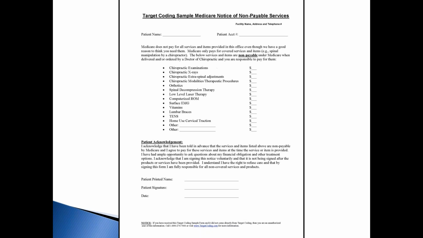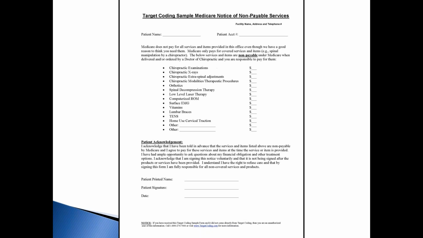This is a form that says Medicare doesn't pay for all the services provided in this office. Medicare only covers spinal manipulation by a chiropractor. The below services are not payable under Medicare when performed by a chiropractor: exams, x-rays, laser, orthotics, surface EMG, vitamins, lumbar braces. And the patient has to sign the acknowledgement form at the bottom, agreeing that they've been told in advance, they agreed to pay, they had time to ask questions, they're signing it voluntarily, they have the right to refuse care, and they understand they're fully responsible.